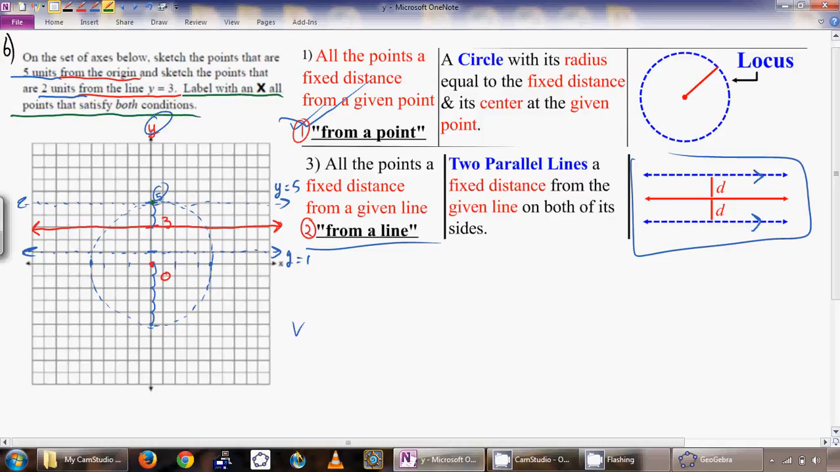So there's a point that crosses my parallel line locus and my circle. Here's a point that crosses both. And then here's a point over here that crosses both. And I'm going to do a quick scan, and I don't see any other points that satisfy both conditions. So just for the sake of clarity, I'm going to say 3 points, but that's not required. Only those 3 X's are required.